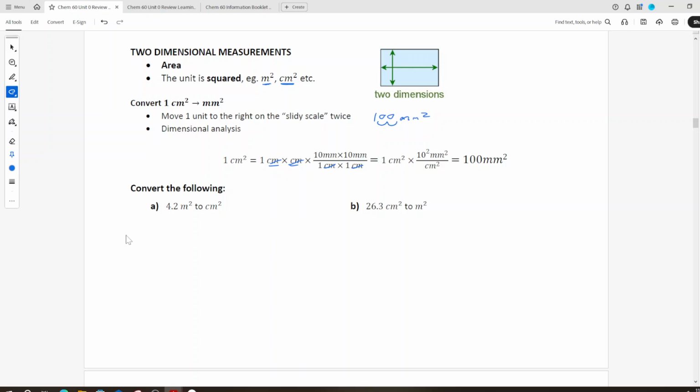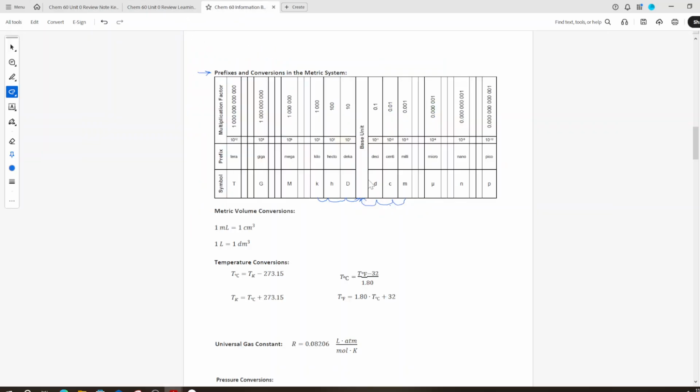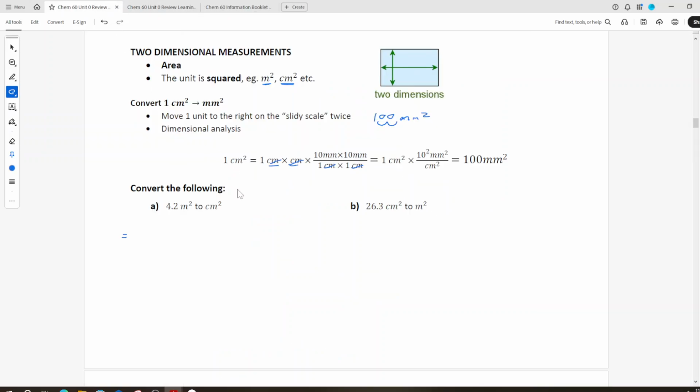So if I was going to do 4.2 meters squared to centimeters squared, just going from meters to centimeters is 2 slidey scales. I would move my decimal place over 1, 2, and then 1, 2. So I end up with 1, 2, 3 zeros.